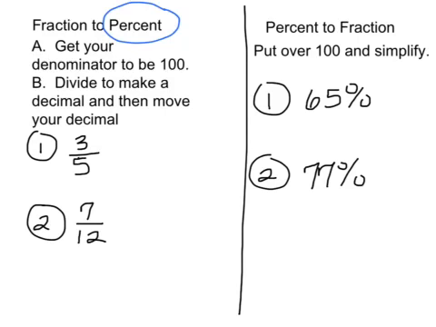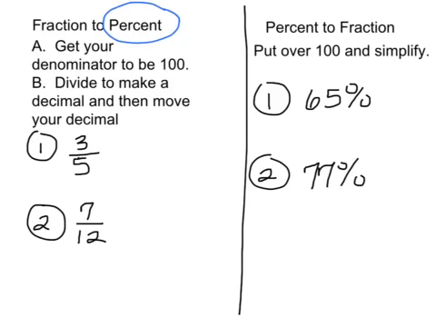Looking at our 2 examples, on the second example, you can't make 12 into 100 evenly. So that's where you always need to have a backup plan. The backup plan here would be Part B. And that would be to divide to make this into a decimal, and then you would move your decimal point over 2 places to the right and turn it into a percent.